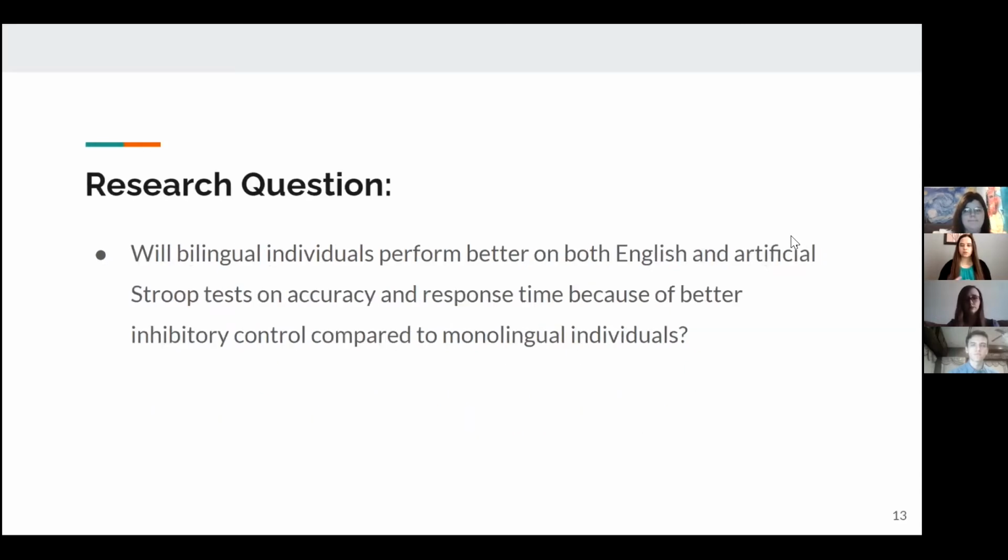When summing up all of this that we've just discussed, we wanted to put together a research question to make sure our focus was correct going forward. And that question was: will bilingual individuals perform better on both English and artificial Stroop tests when looking at accuracy and response time, because of their inhibitory control, compared to monolingual individuals?